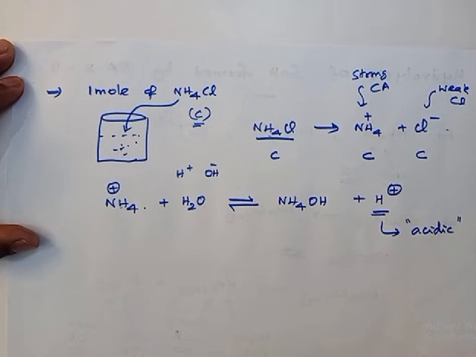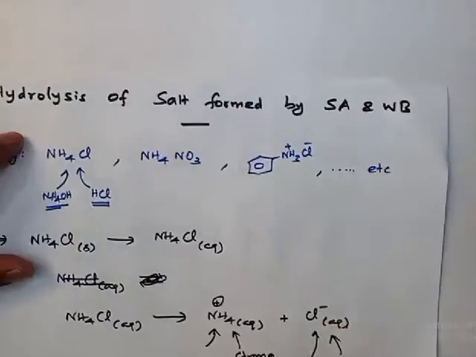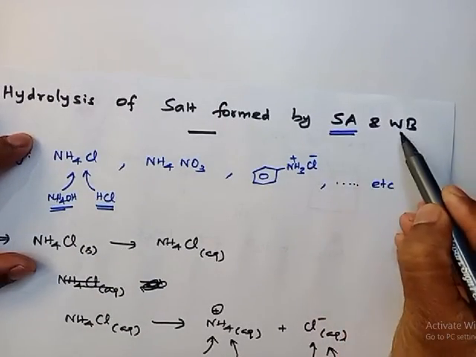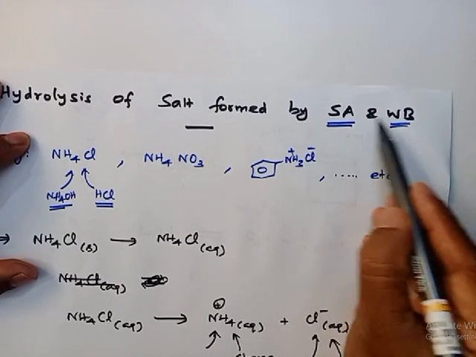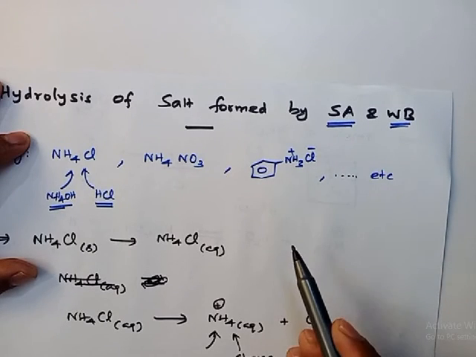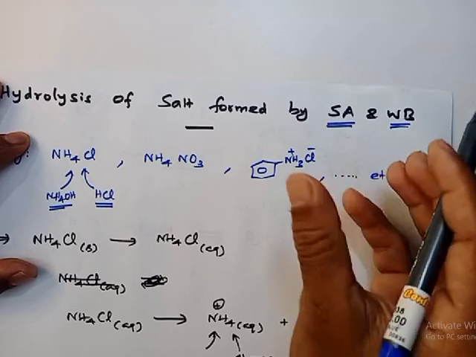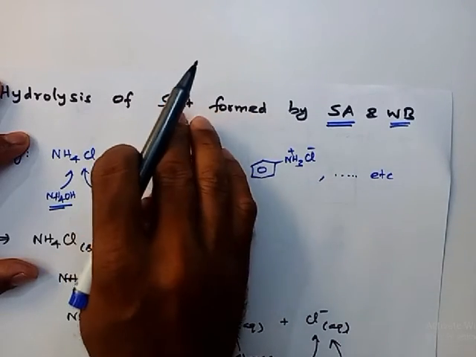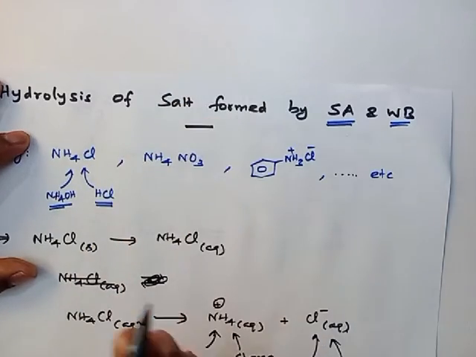Why does the solution become acidic? Because this salt is a salt of a strong acid and a weak base. You know very well, the stronger ion decides the property, or the stronger part decides the property. Since the base is weak and the acid is strong, if you dissolve this type of salt in water, the solution becomes acidic.